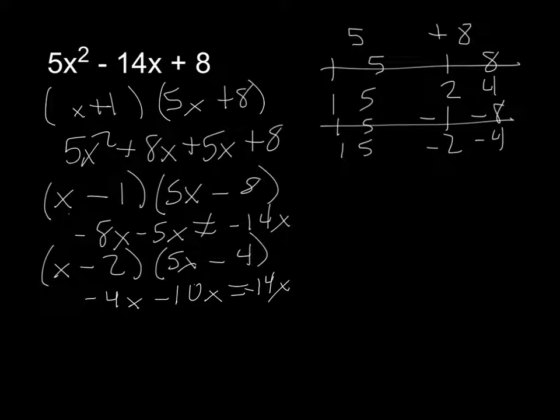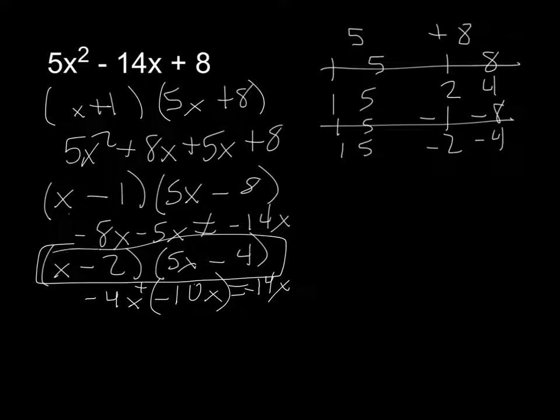What, a negative minus a negative? I'm not subtracting a negative, it's a negative minus the positive 10x. Oh, okay. You could also think of it as a plus the negative 10x, like that. Okay? So this is the correct factorization for this one.